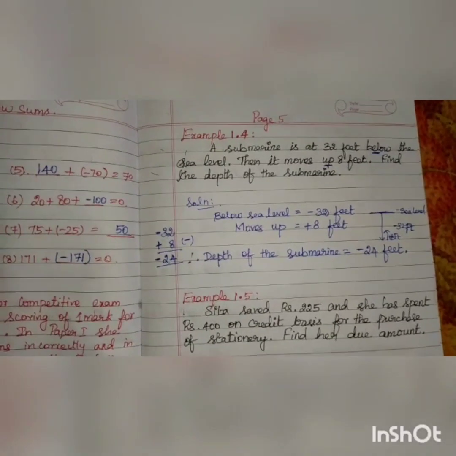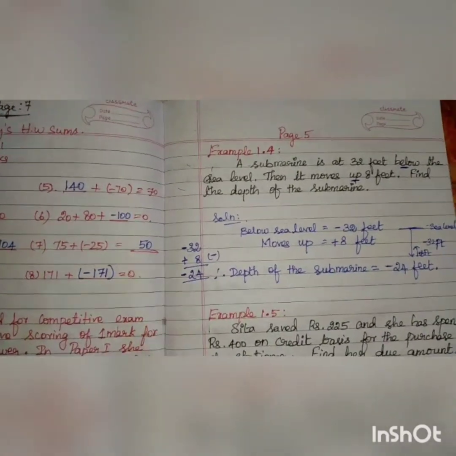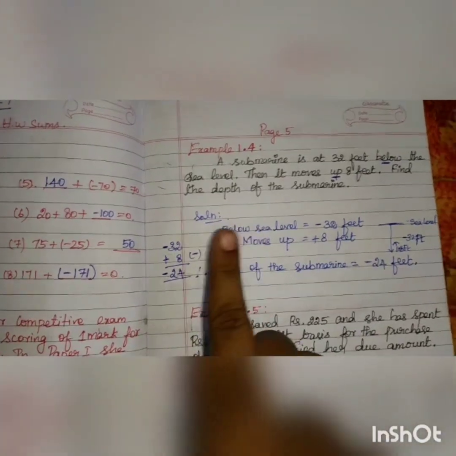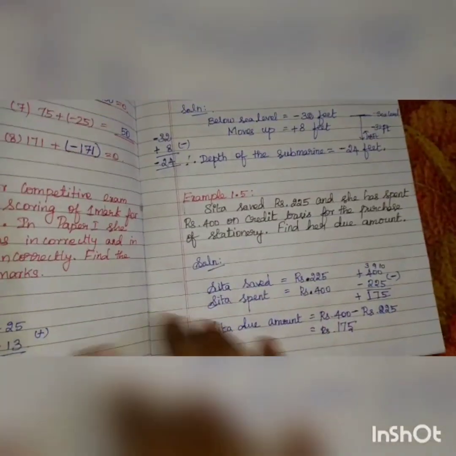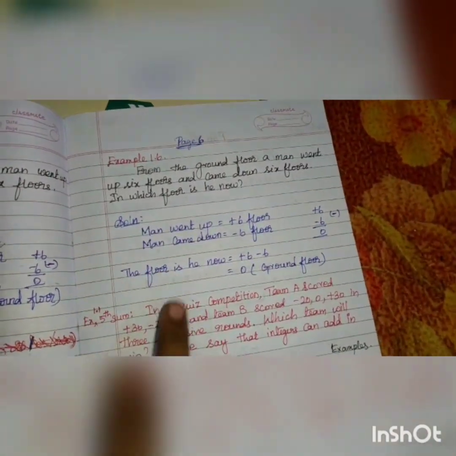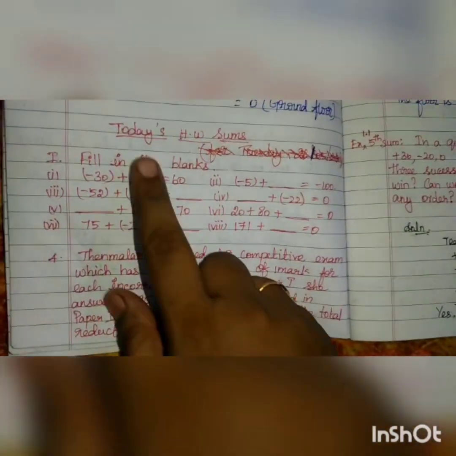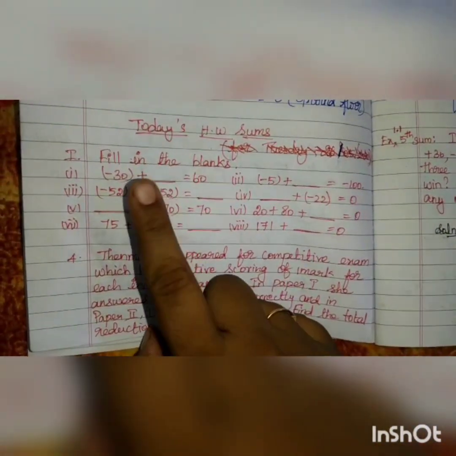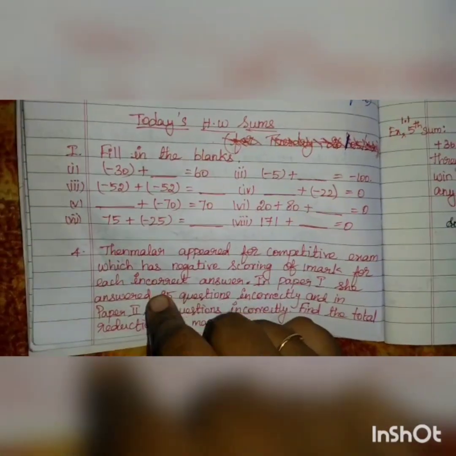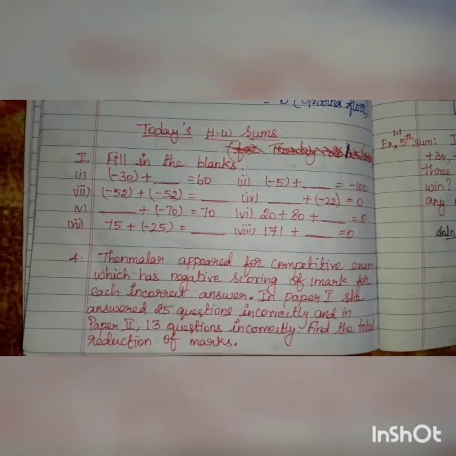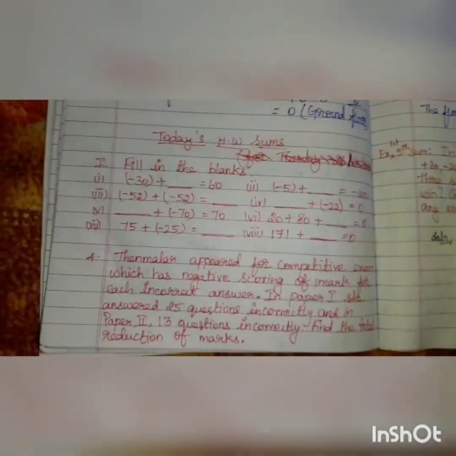Before starting today's new class, I am going to recall the previous class. In the previous class we completed examples 1.4 and 1.5. Then we completed 1.6 and exercise 1.1, fifth sum. Again I'll give you the homework: first Roman as well as the fourth sum. Have you completed up to this? I hope so. Next we are going to start today's new class.